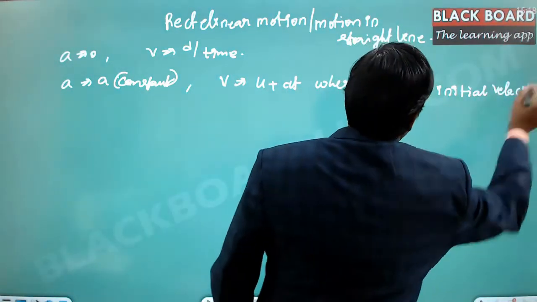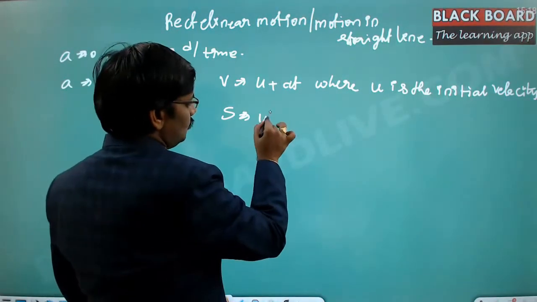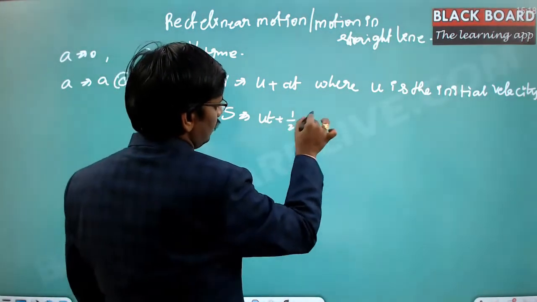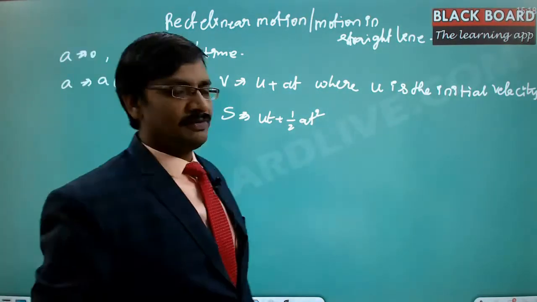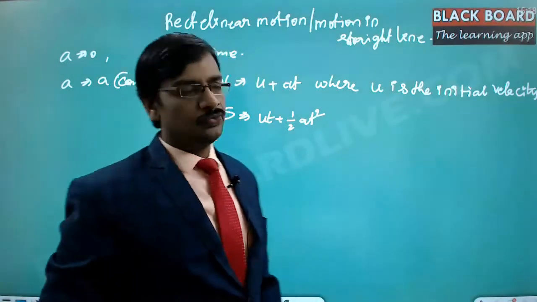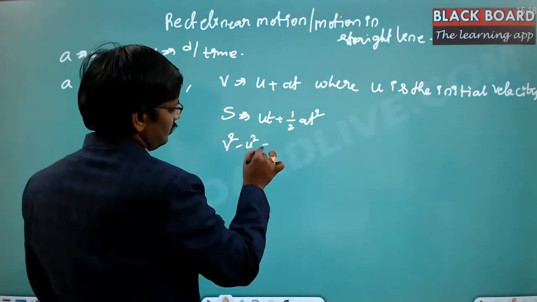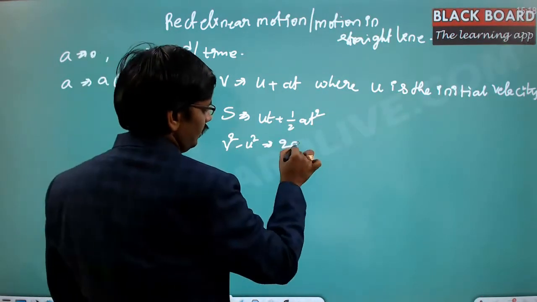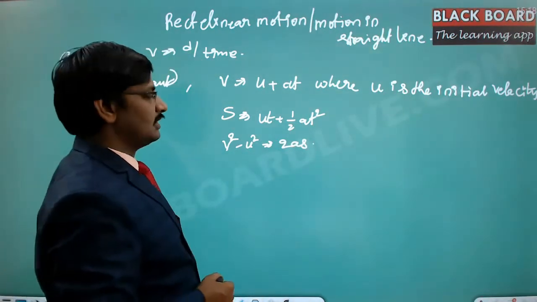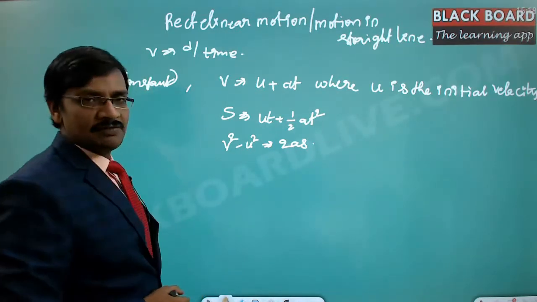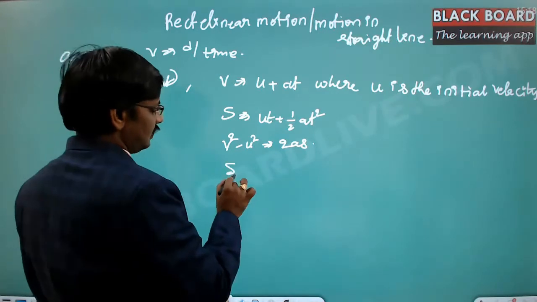And then the displacement s is equal to ut plus half at square. And this is the displacement under the acceleration of a and with an initial velocity of u. And the third one is v square minus u square is equal to 2as, where a is the acceleration, u is the initial velocity, s is the displacement, and v is the final velocity. And the next formula is Sn.